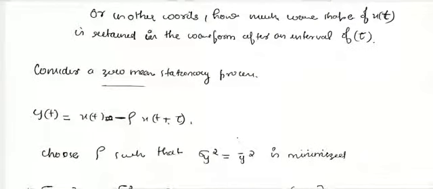Now consider a zero mean stationary process. The process is given by y of t is equal to x of t minus rho into x of t plus tau. Choose rho such that sigma y square, which is y square bar, is minimized. This is a zero mean function, so it will be y square bar.